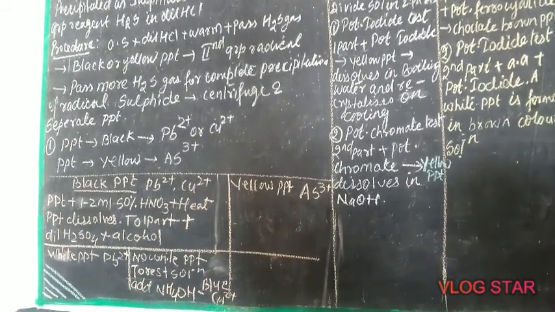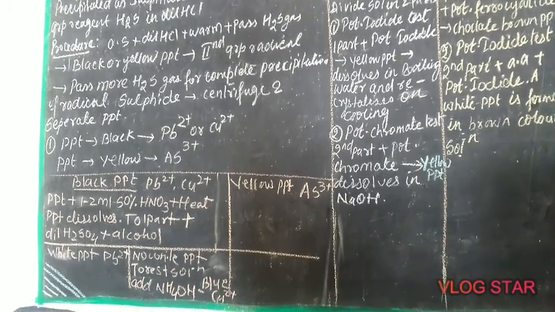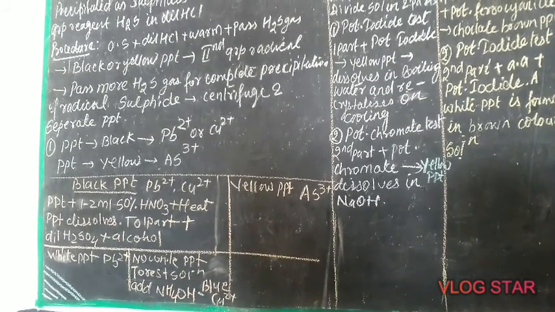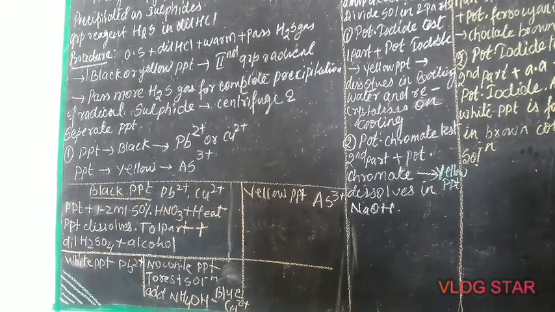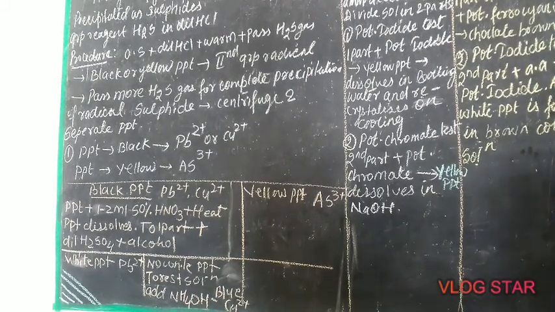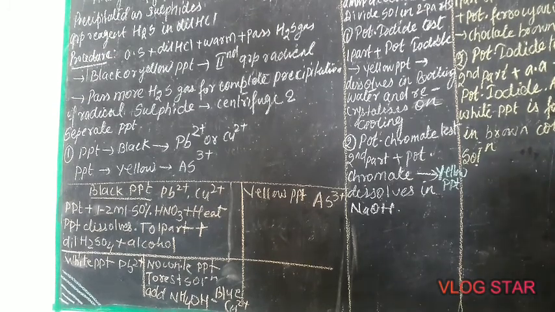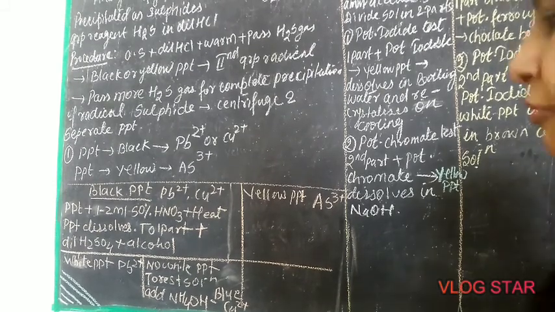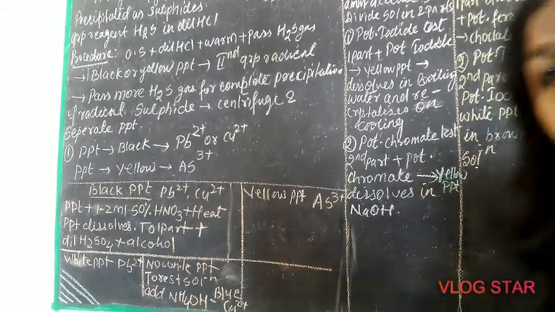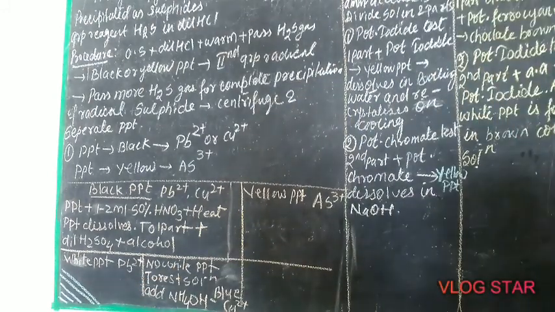Now take the PPT, add 1 to 2 ml 50% HNO3 plus heat. When you heat it, the PPT gets dissolved. Now divide it in two parts. To one part, add dilute H2SO4 and alcohol. If white PPT is obtained, then it is Pb2+ radical.